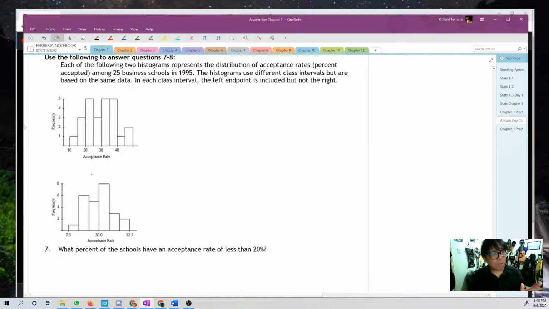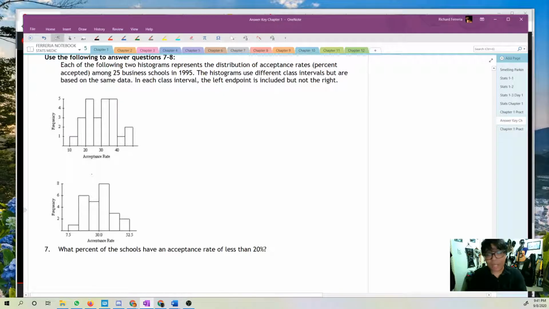Here, we're going to try to figure out which of these bar graphs for 7 is better to answer the question: what percent of schools have an acceptance rate that's less than 20%? So you ask yourself, which of these two bar graphs is better suited to answering the question? Well, I can see a clear 20% here, but I'd have to guess where the 20% is on the second bar graph or histogram. So I'm going to pick this first one to answer the question. Everything in the first bar is less than 20%.